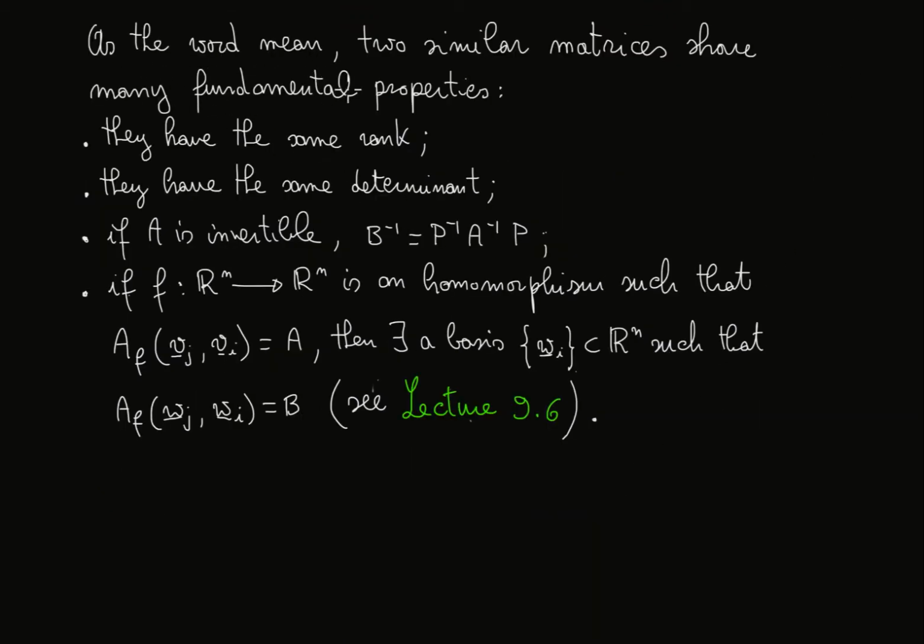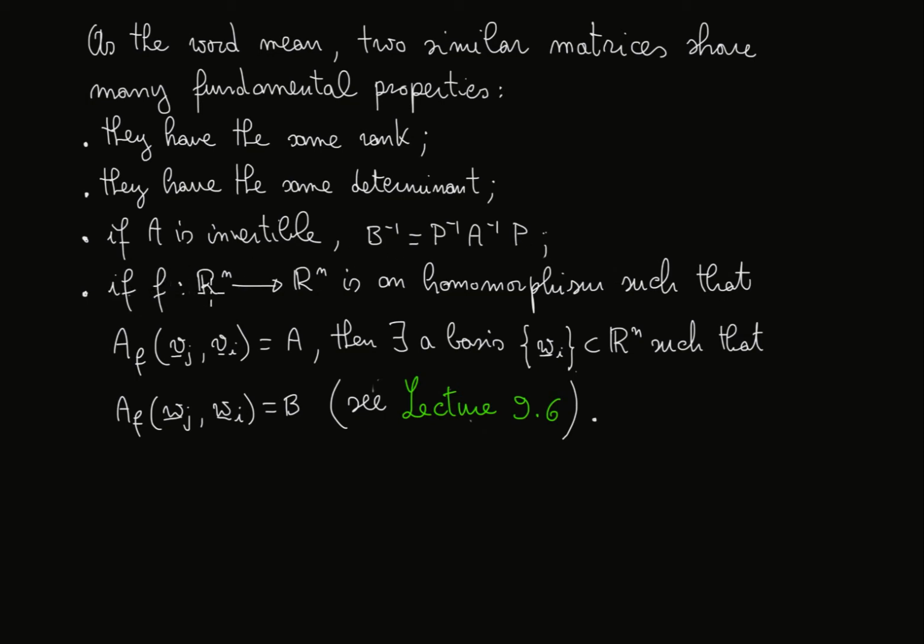As the word means, two similar matrices share many fundamental properties. For example, they have the same rank. They have the same determinant. If A is invertible, B minus 1 equals P minus 1 times A minus 1 times P.